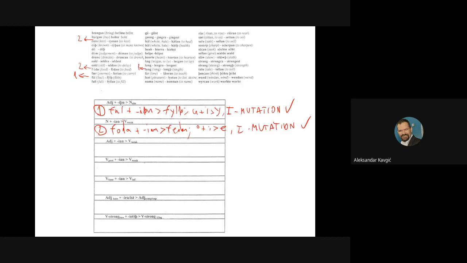Then the third group, let's call it the third group, is when adjectives are suffixed with ien, and out of adjectives you get again these weak verbs. So ien was the suffix for verbs.